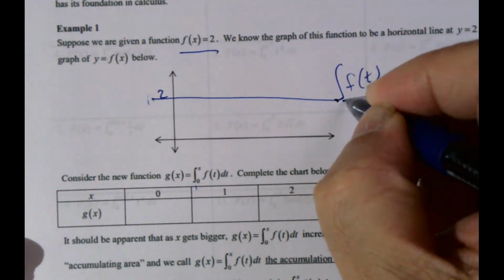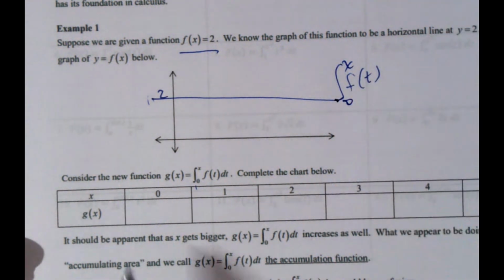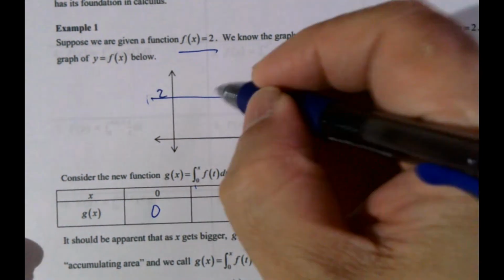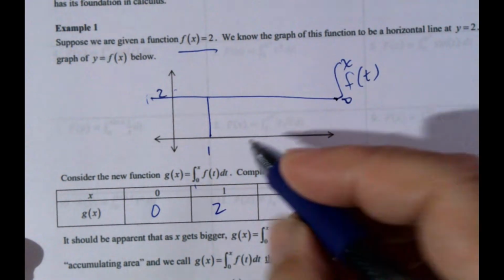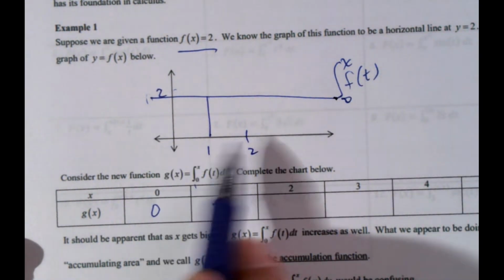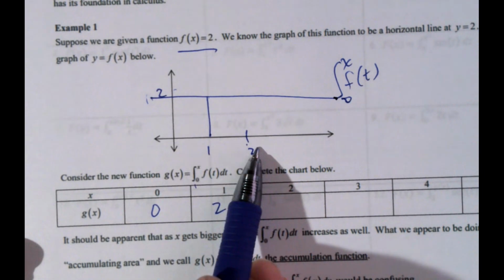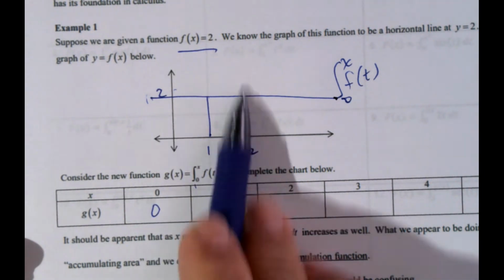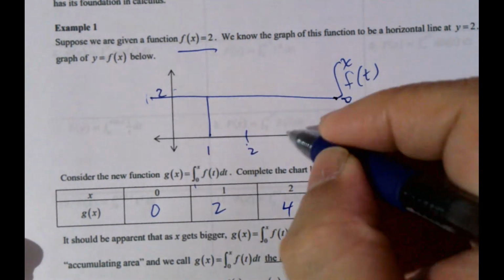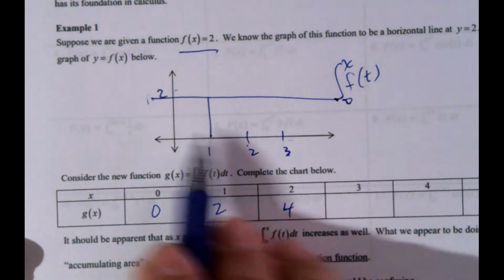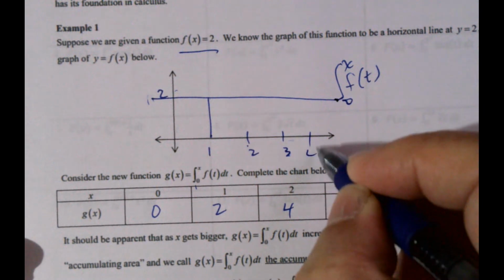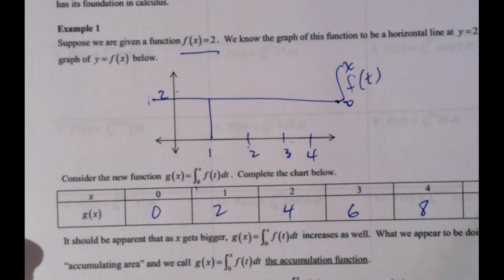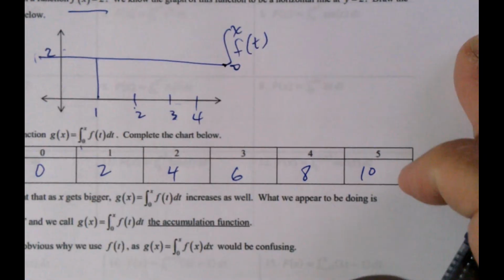It's 0 to x. So if it's 0 to 0, then there's no area. 0 to 1, that's this area here. It's 1 by 2, so it's 2. If it's 0 to 2, so we'll go from 0 to 2. Now it's 2 by 2, so it's 4. And then 3, it'd be 3 by 2, so that's 6. And then 4 by 2, so it's 8. And then 5 by 2 is 10. Right, so that's the area.